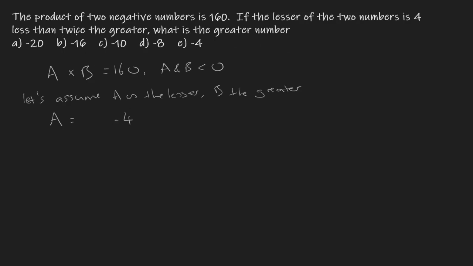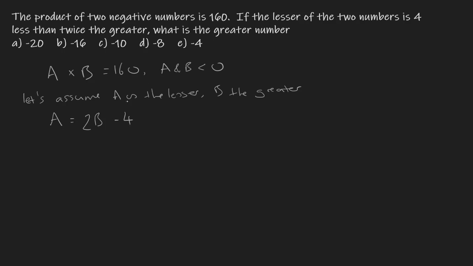Then, twice the greater. Now, what is twice the greater? That's just 2 times the greater number. In this case, B is the greater number. So you are taking 4 away from 2 times B. So essentially what we're saying is that the lesser, A, is 2B minus 4. So from here, the question should look a lot simpler. Essentially, you have two equations: A times B equals 160, and A equals 2B minus 4.